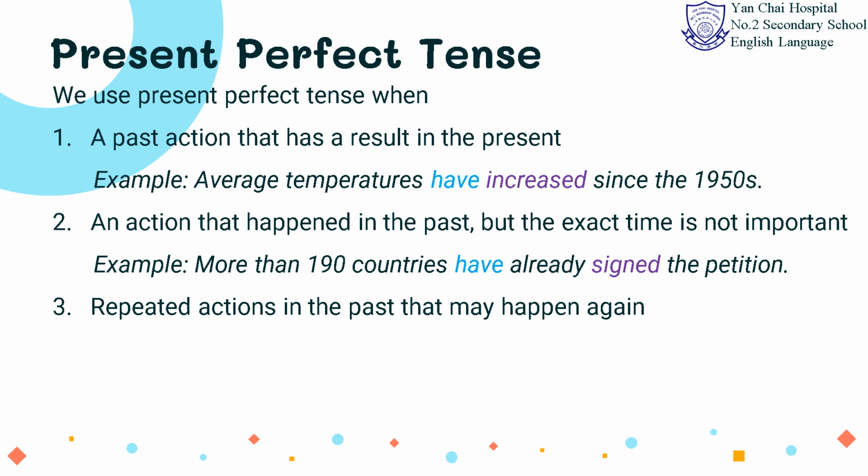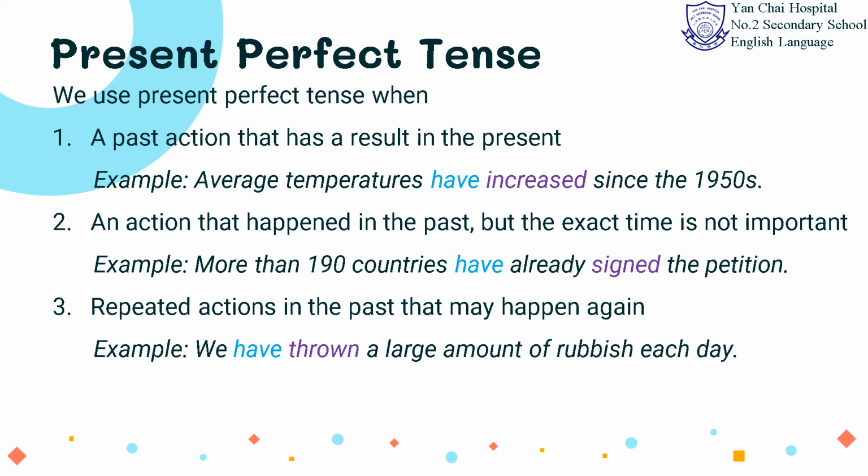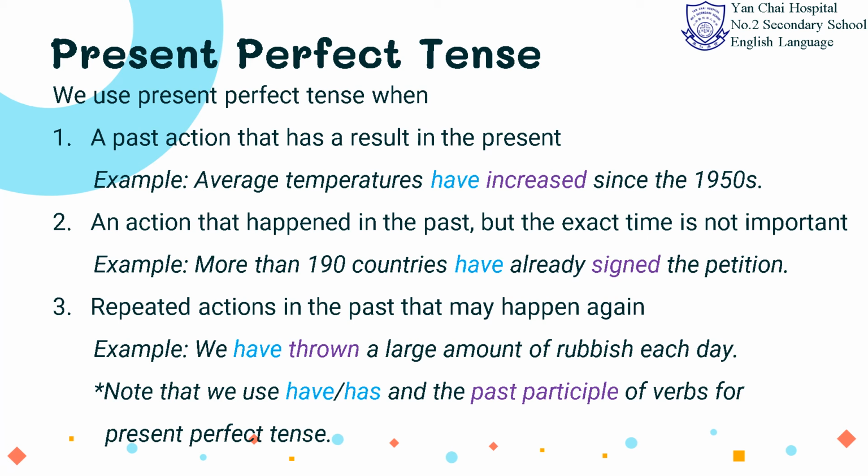Repeated actions in the past that may happen again. Example, we have thrown a large amount of rubbish each day. Note that we use have or has and the past participle of verbs for present perfect tense.